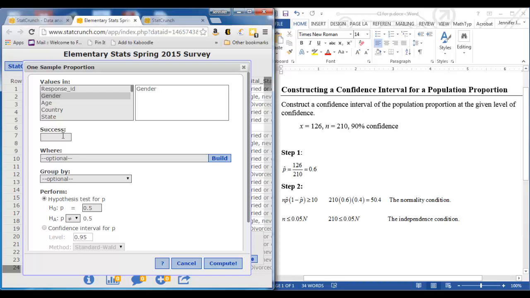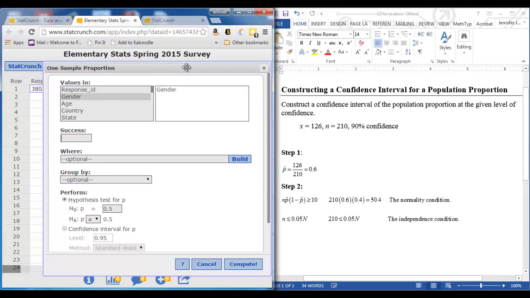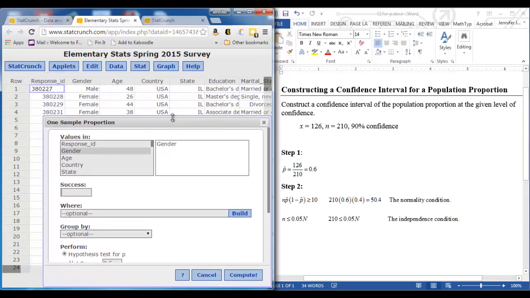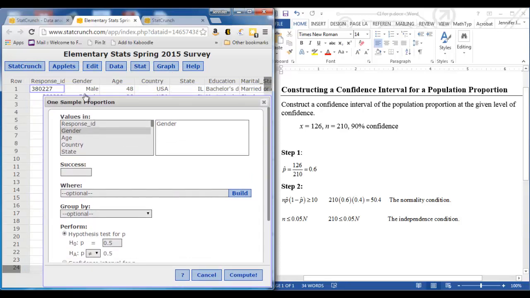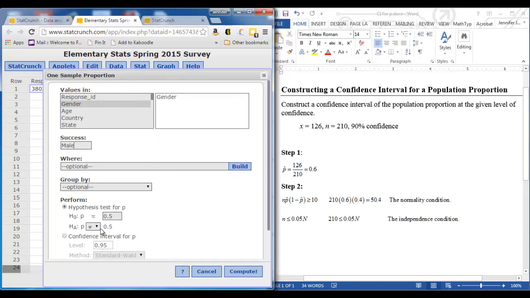Well, I had said we want to create a confidence interval for the population proportion of males. So my success is going to be a male. Now, you want to be careful here, because you have to type in this response exactly as people responded in the survey, meaning they responded not M, but male, and it has to be capitalized. Otherwise, this will not work correctly. Then I'm going to click on confidence interval. We'll stick with the 95% confidence interval this time, since I'm just demonstrating to you what it means to do a confidence interval with data.